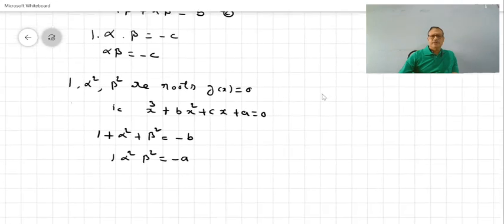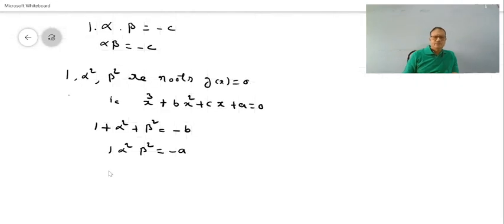So minus a is equal to alpha square beta square, that is alpha beta whole square. Now what is alpha beta here? See, alpha beta is equal to minus c. So substituting minus c, what will we get? Minus c whole square. Minus c whole square is equal to c square. So minus a is equal to c square. Or we can write a is equal to minus c square.